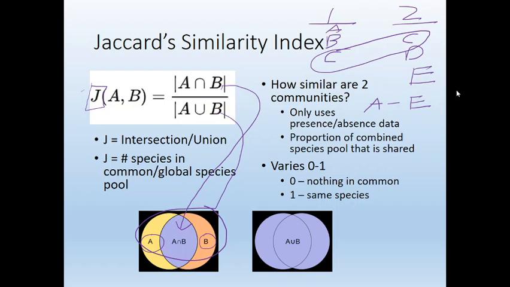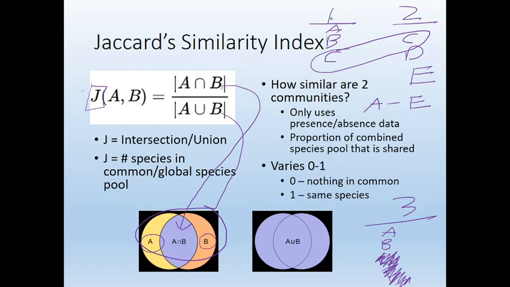If we were to have a third community, let's say number 3 has A, B, and C, and maybe species E. I don't know where C went. Actually, let's not have it have E or C. Sorry, bad example. Let's say community 3 has only species A and B.